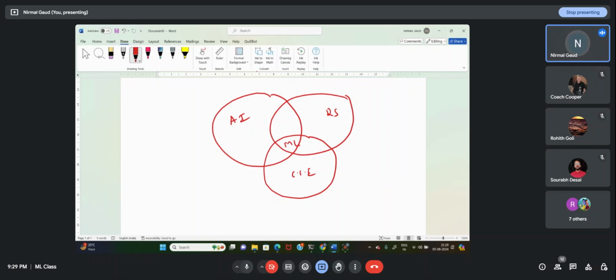CSE deals with algorithms, software, coding, development. But AI has many more things. So like this, you can put it here. Here is the ML. That's what we have to learn.